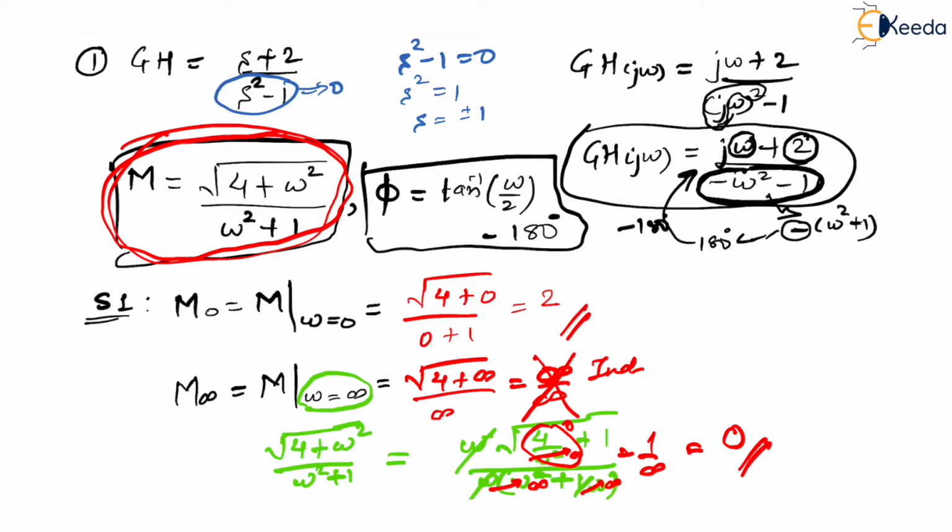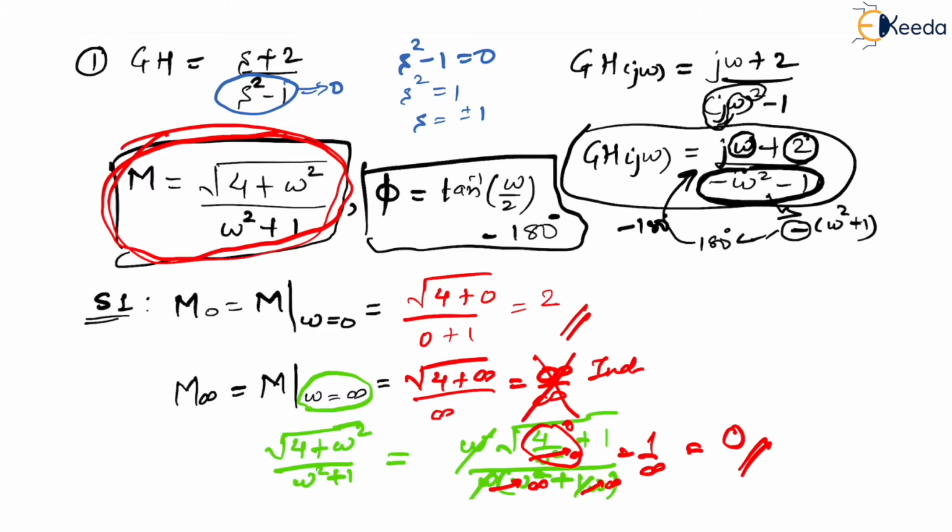Is that correct? Yes. Now if you think of step 2, step 2 is what? Angle, or we can say phase, at omega equal to 0 and phase at omega equal to infinity. So step 2 is to find phi 0. What is phi 0? It is nothing but phase at omega equal to 0. If you think of phase at omega equal to 0, it is nothing but tan inverse of omega by 2.